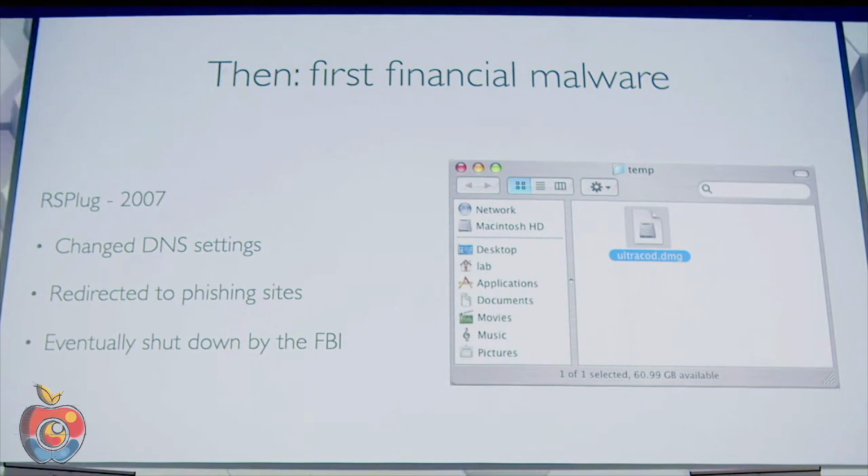And this was eventually shut down by the FBI. It's kind of an interesting story. The FBI caught the people responsible and shut it all down. But because so many people had been infected with RSplug, this was really widespread. The FBI couldn't just shut down the DNS server. If they did, there would have been hundreds of thousands of people whose internet would suddenly stop working on their computers. And they wouldn't have understood why.